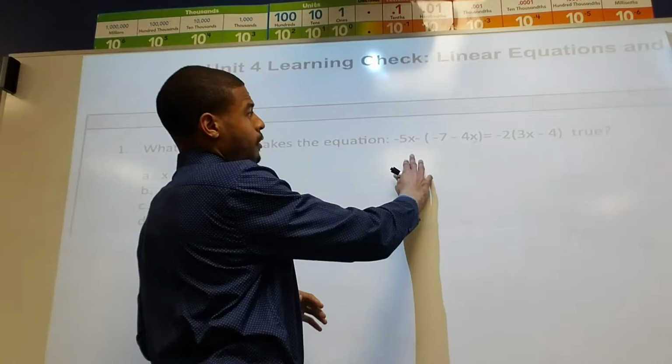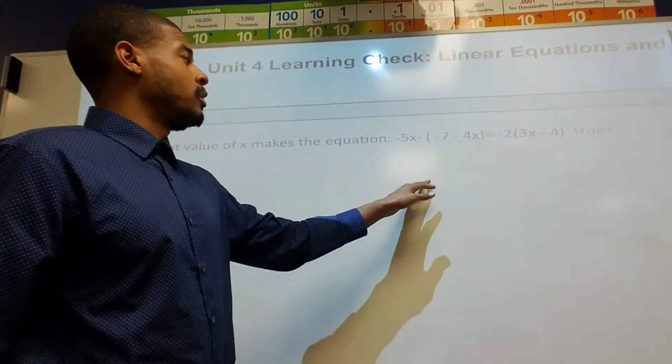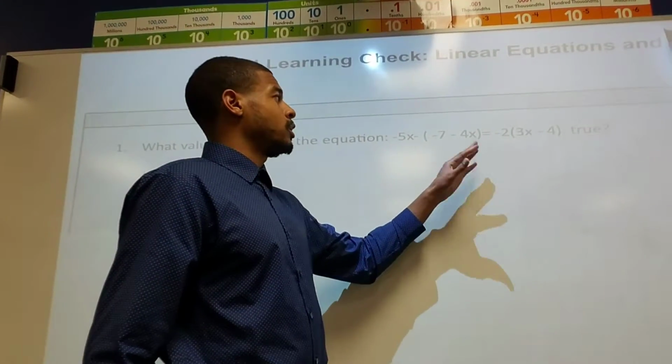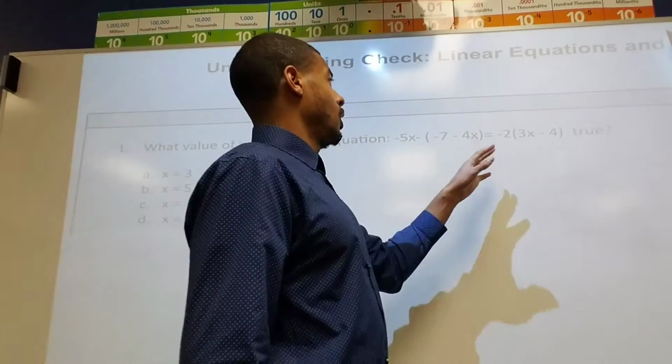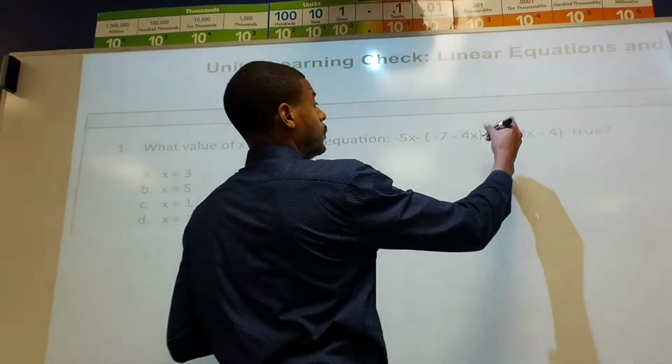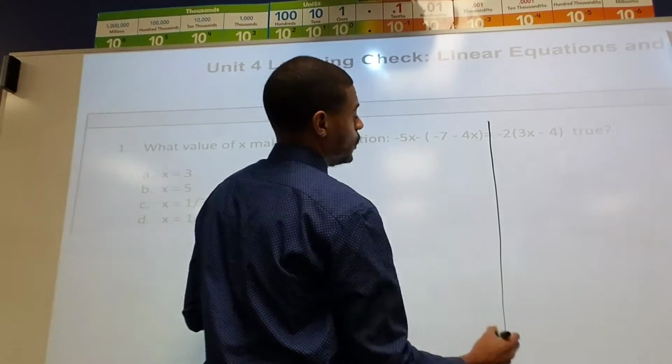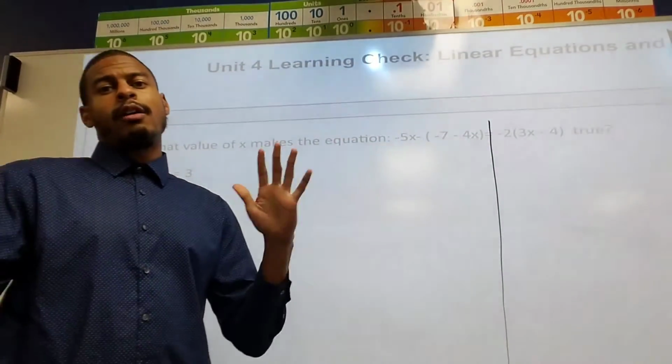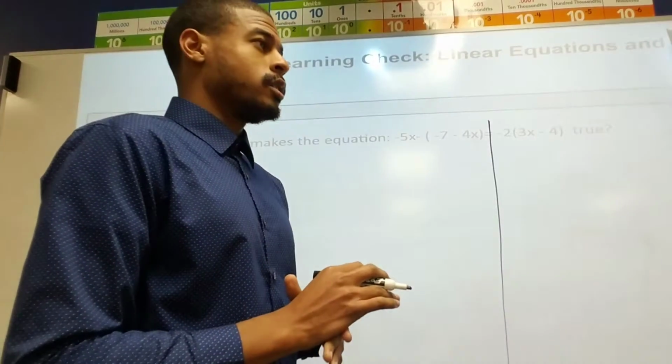All right, so we have an equation that we have to solve for x. We have negative 5x minus negative 7 minus 4x is equal to negative 2 parentheses 3x minus 4. So we have two sides here. First step is we're going to draw a barrier to make sure we have both sides clear.